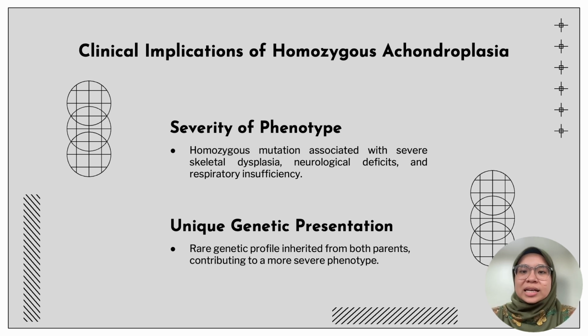While achondroplasia is typically caused by a heterozygous mutation, the patient described here has a homozygous C113HG2A mutation in the FGFR3 gene inherited from both parents. This rare genetic profile is associated with a much more severe phenotype, making this case significant for advancing our understanding of homozygous achondroplasia and its clinical implications.